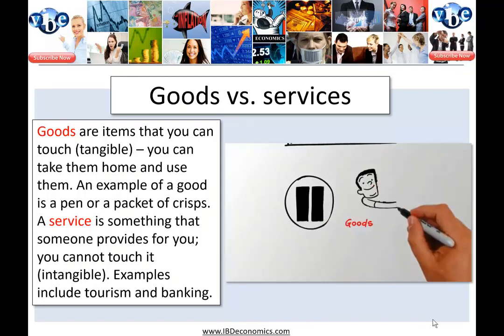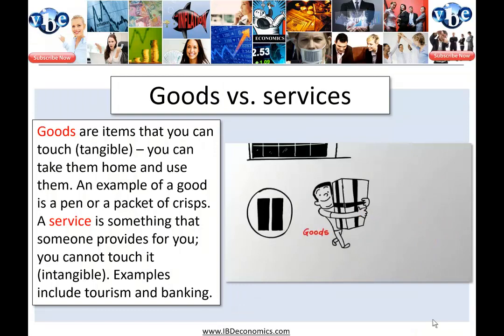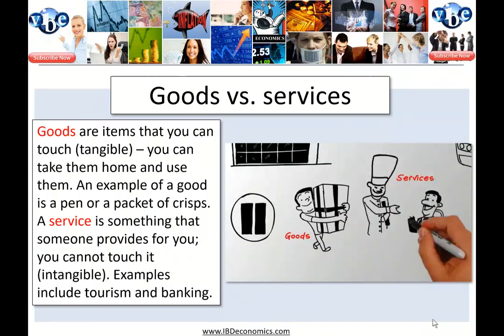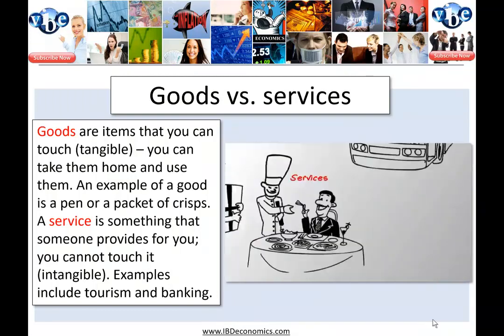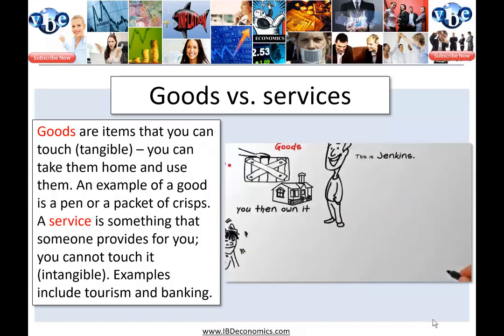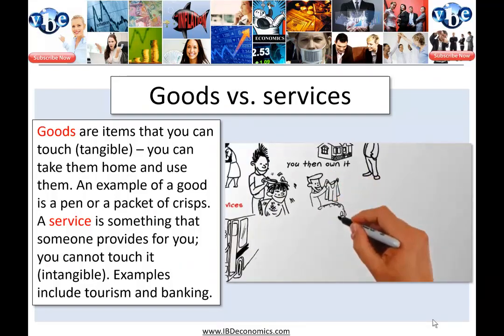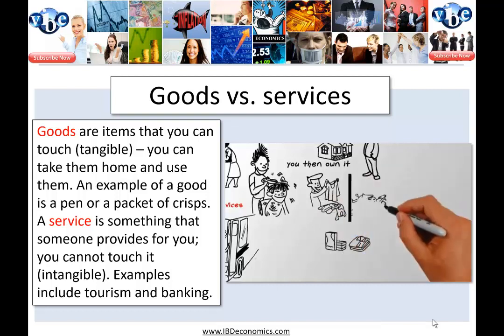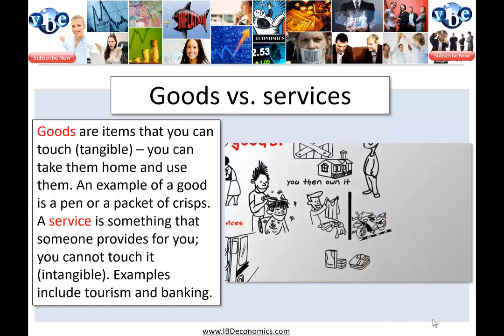Remember, goods are the things that you can touch, feel, and take home with you. Services are things that you pay people to do for you. Okay, here we go. This is Jenkins. Today, he went to the shops and bought some clothes, some books, and got his bike fixed. Which of these are goods and which of these are services? Why don't you pause now and figure out which one is which?